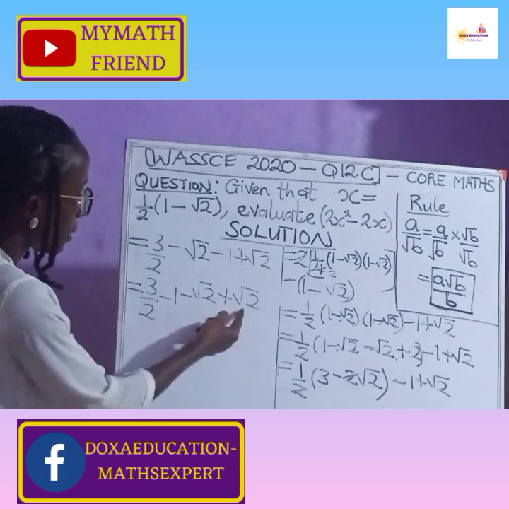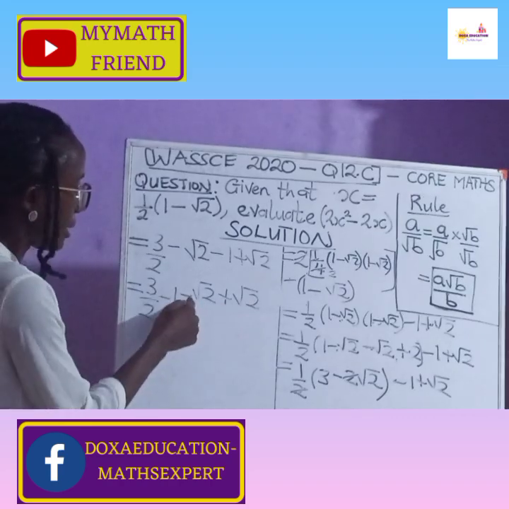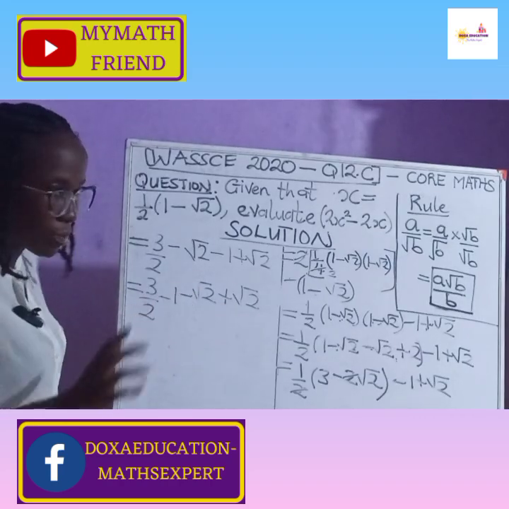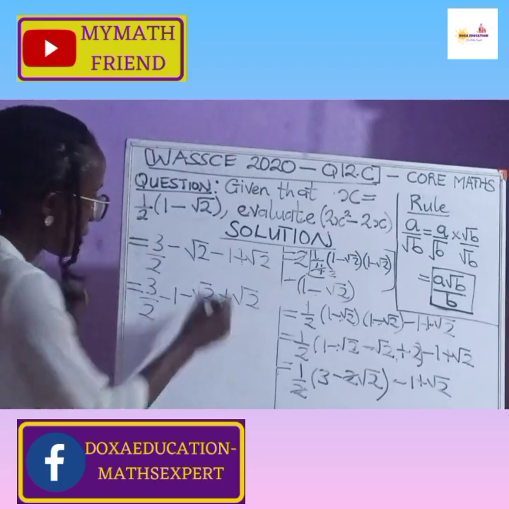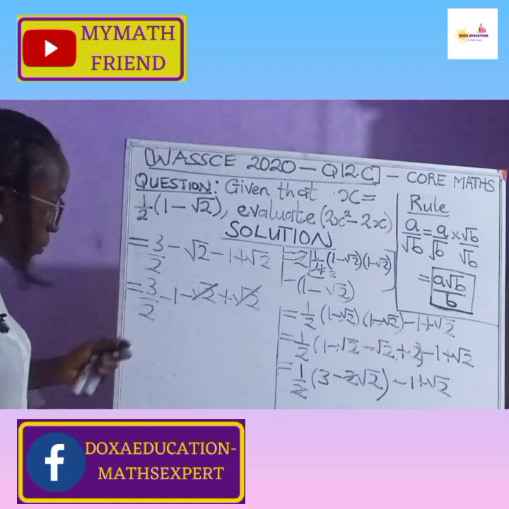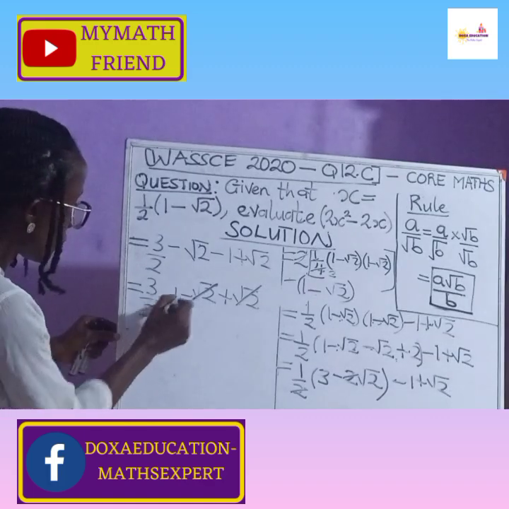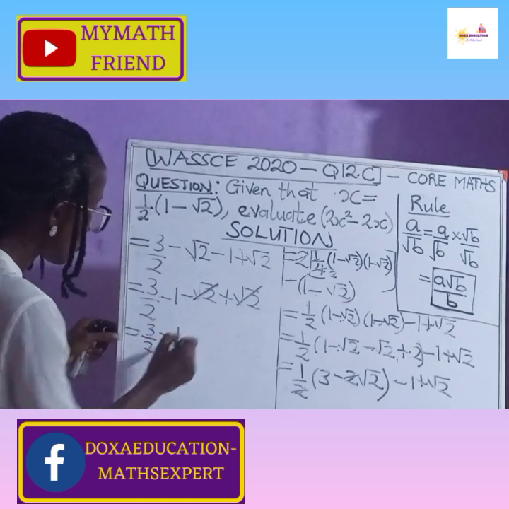You see that? Root 2, okay? So they are like surds. So we can add or subtract the numbers beside them. So you have minus 1 plus 1 is what? 0. So this can cancel this. You see that because minus 1 plus 1 is 0. They go away. Leaving what? 3 over 2 minus 1. And what is 3 over 2 minus 1?